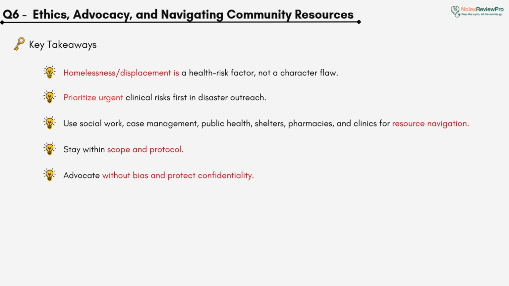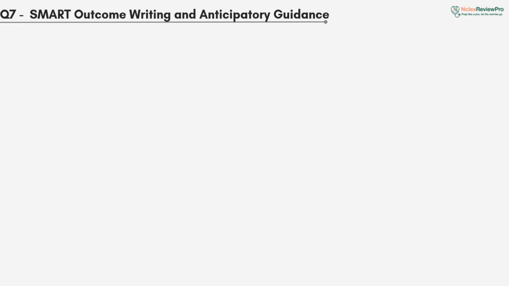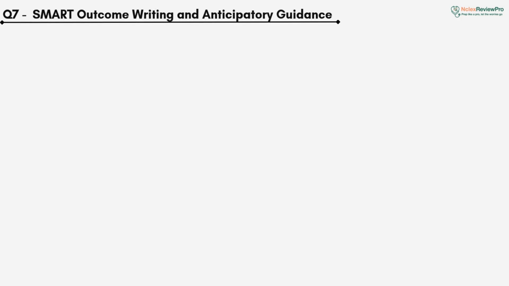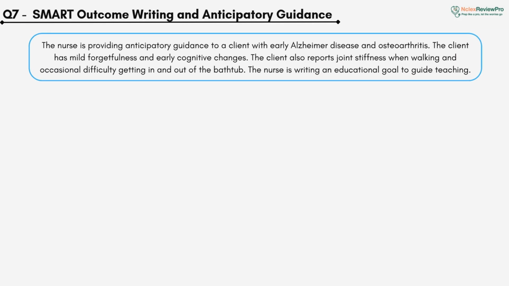Okay, let's keep developing such great clinical reasoning moving into this. Question 7. NGN type bow tie. Smart outcome writing and anticipatory guidance. Clinical scenario. The nurse is providing anticipatory guidance to a client with early Alzheimer's disease and osteoarthritis.